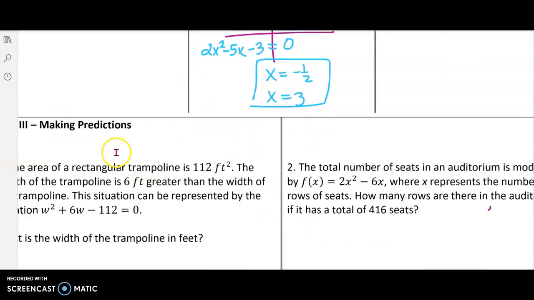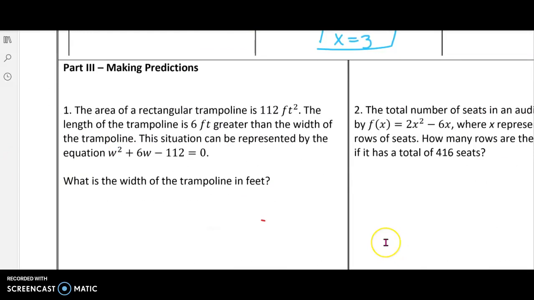So now let's look at some word problems. Here we have a word problem where we have a rectangular trampoline that has area of 112 feet. The length is 6 feet greater than the width of the trampoline, and we want to know what is that width. And there's actually an equation for it. Lucky for us, they just gave us the equation. Super easy. So what is the width? That is what we are trying to find. So we're trying to find W. Instead of solving for X, like in all the other ones, we are solving for W.